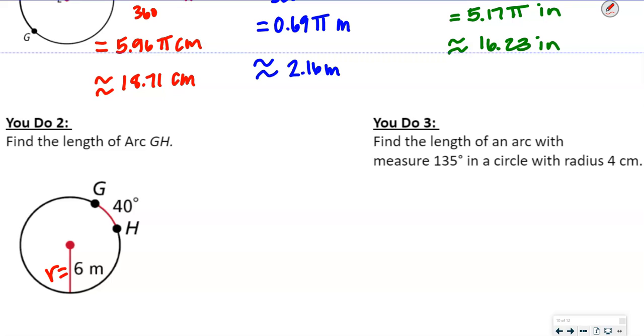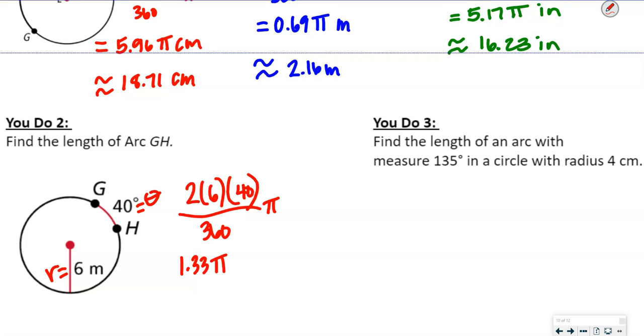So this is our radius, right? This is our theta. So we're going to do 2 times pi times our 6 times our 40 divided by 360, and then leave our pi for the end again, remember. So this is going to be 1.33 pi meters. And then our approximate answer when we multiply by pi is going to be 4.19 meters. Okay, last one, y'all.